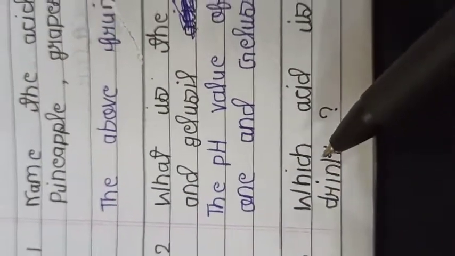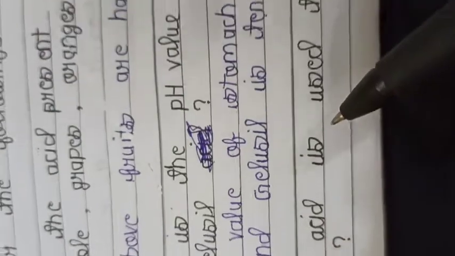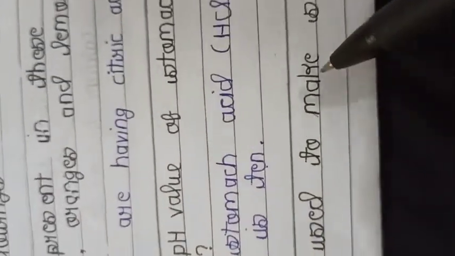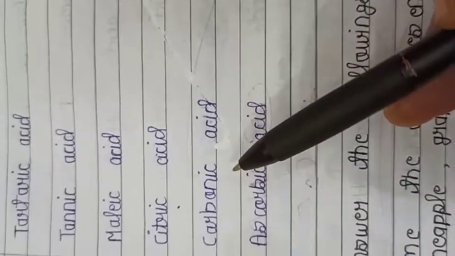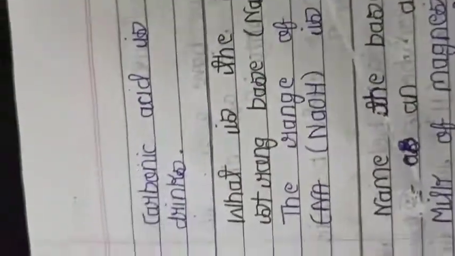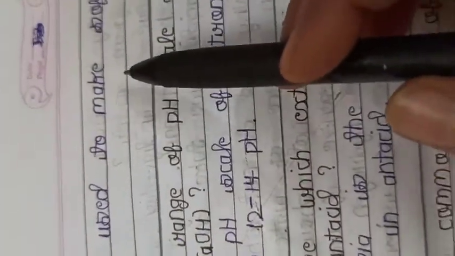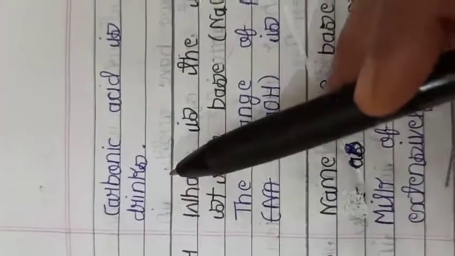So question number 3 is, which acid is used to make soft drinks? Just now in this table we have seen that in cold drinks carbonic acid is there. So its answer is carbonic acid is used to make soft drinks.